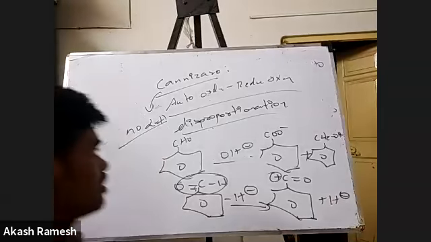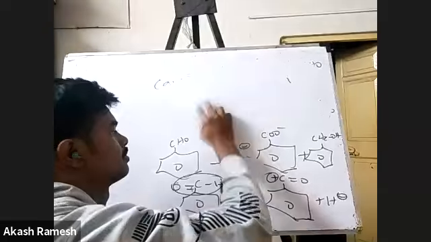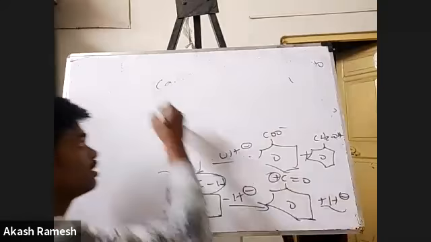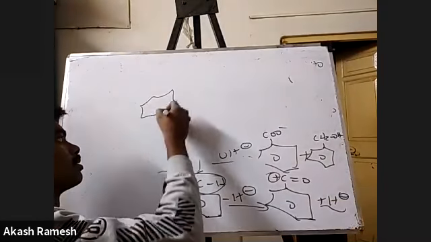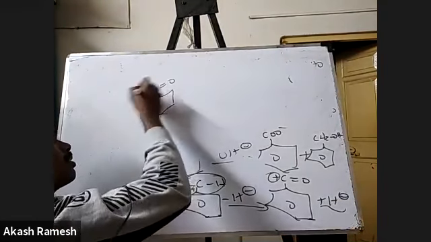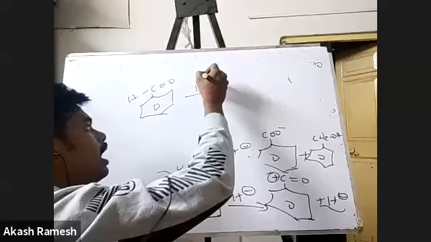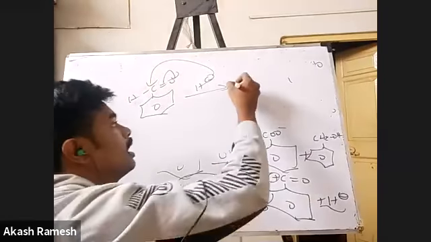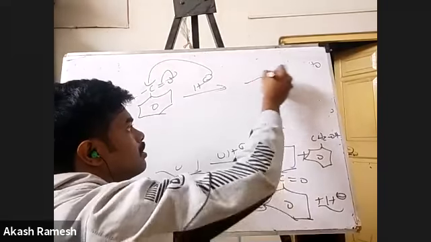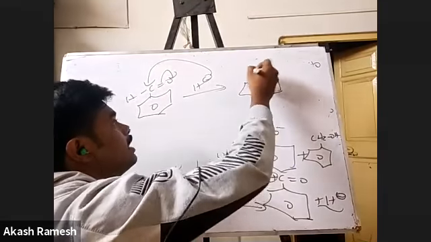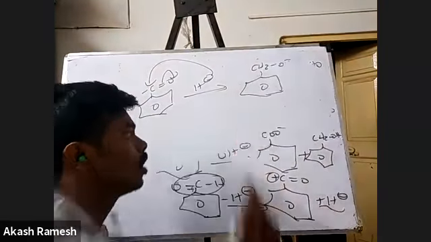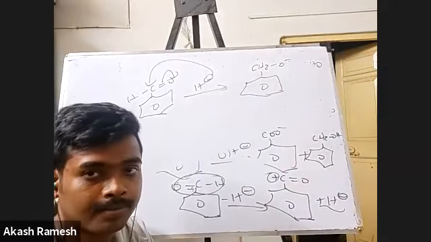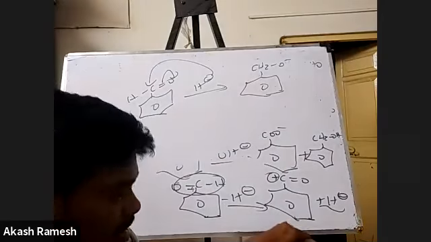Now this H minus will come here and attack this molecule, a nucleophilic addition. You'll see that I'm going to have CH2O minus, that will form alcohol, CH2OH. Done. One of the products you got. Now I still have this.